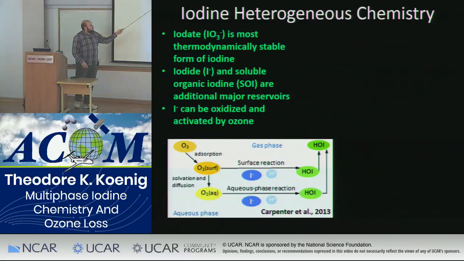The thermodynamically stable form of iodine is ultimately iodate. If we had no driven atmospheric chemistry whatsoever, we'd expect iodine over time to integrate into iodate ultimately. And if you go into the deep ocean, this is the overwhelmingly dominant species of iodine.